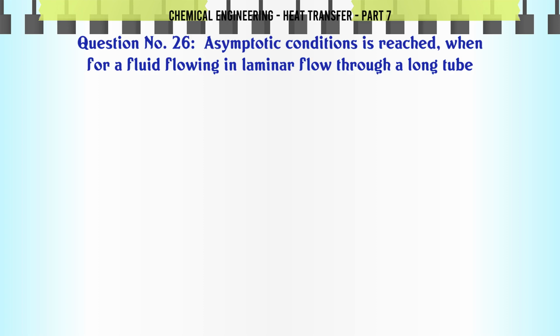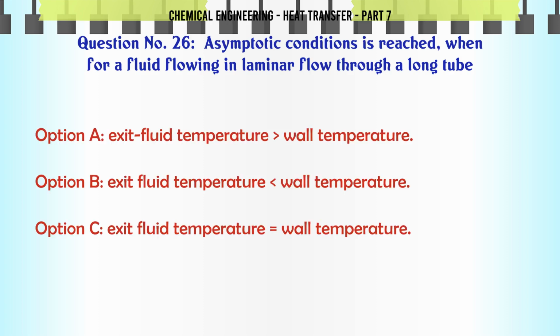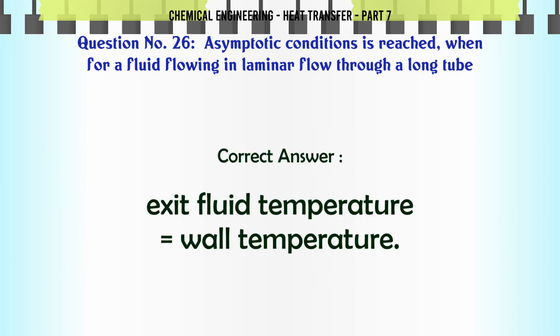Asymptotic conditions are reached when, for a fluid flowing in laminar flow through a long tube, A. exit fluid temperature is less than wall temperature. B. exit fluid temperature is greater than wall temperature. C. exit fluid temperature is equal to wall temperature. D. Graetz number is 100. The correct answer is exit fluid temperature equals wall temperature.